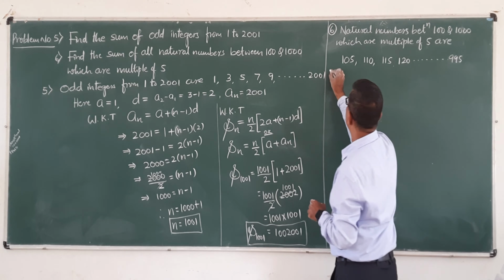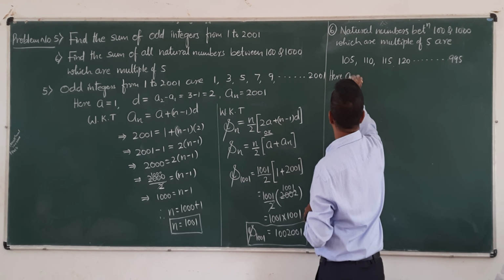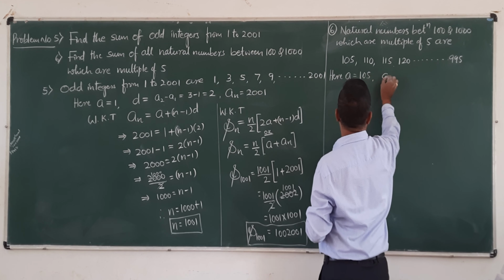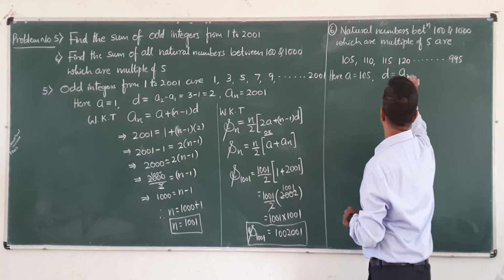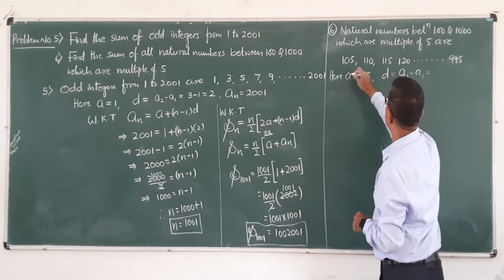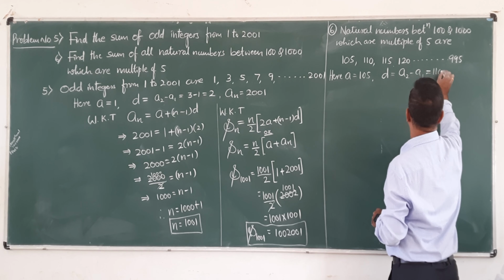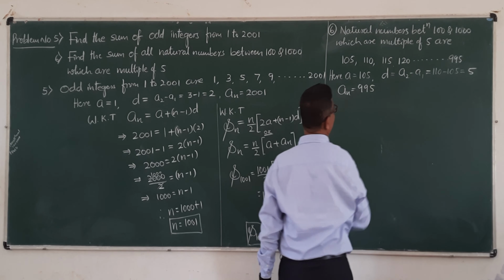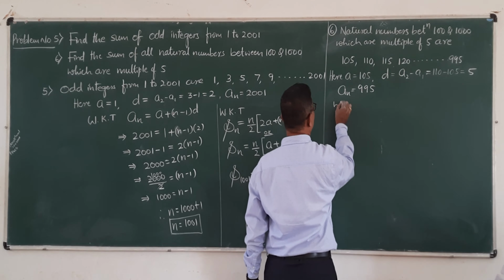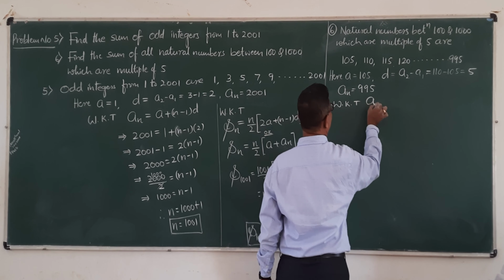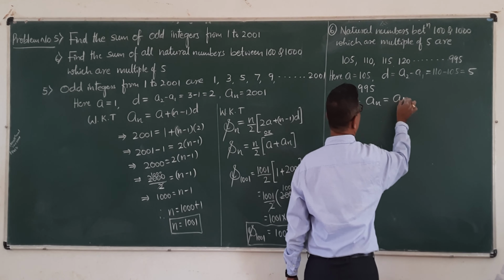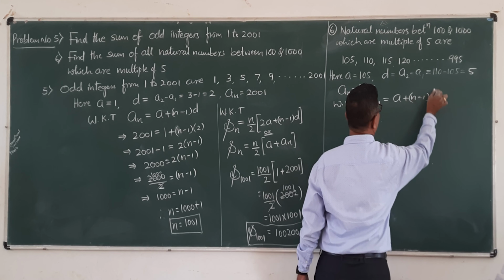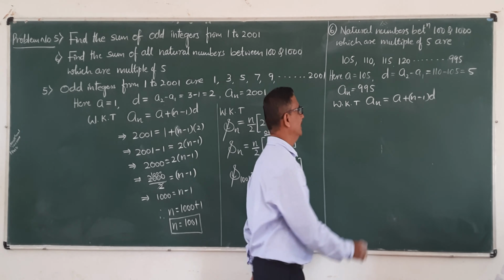How to calculate? Here the first term a value is 105. Common difference: how to calculate? Second term minus first term, right? 110 minus 105. How much? That is 5, right? And the last term is given, a_n or t_n is given, 995. Okay. Now to find the number of terms, you know the nth term of an arithmetic progression formula: a plus n minus 1 into d, right? Substituting the values.